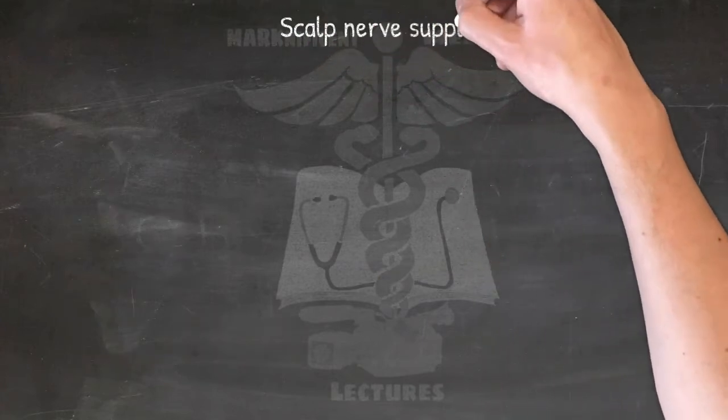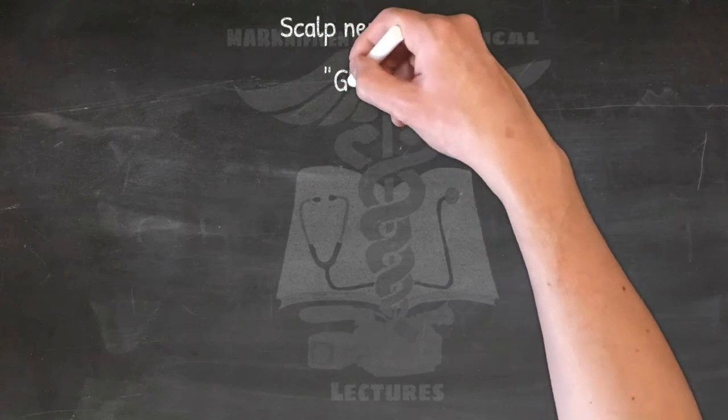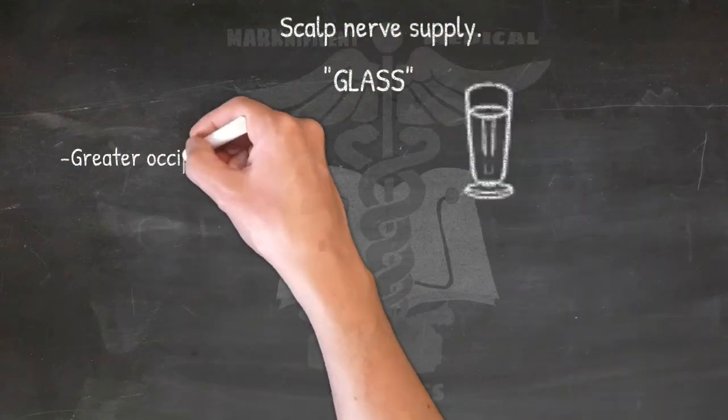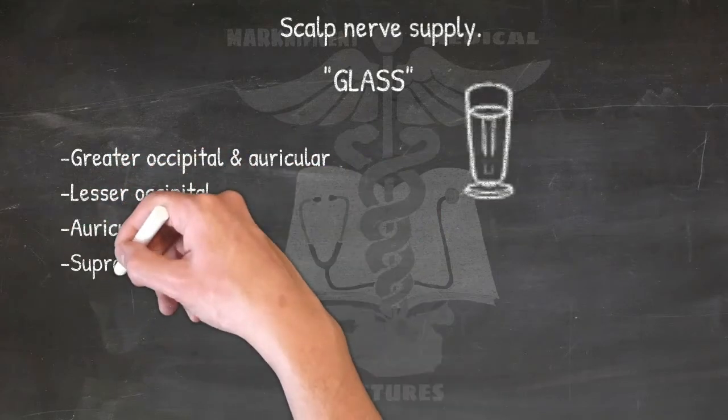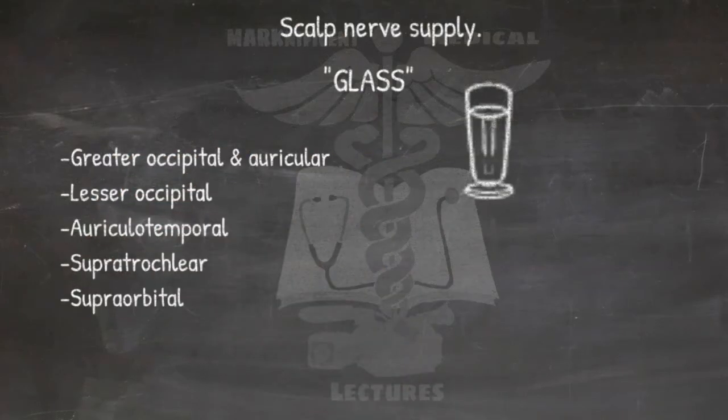Scalp nerve supply. GLASS. Greater occipital and greater auricular, lesser occipital, auriculotemporal, supratrochlear, and supraorbital.